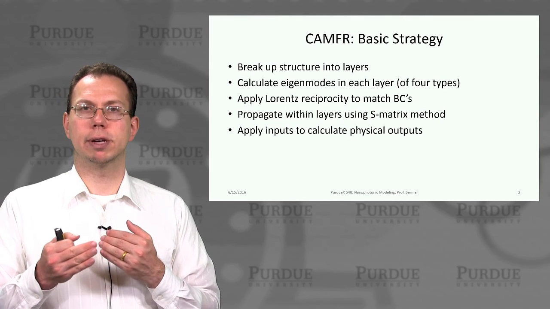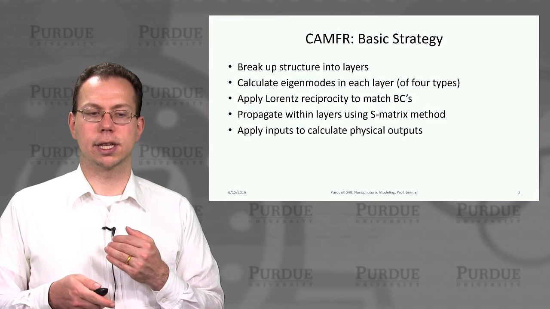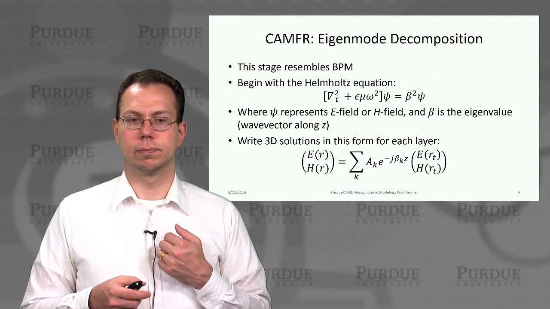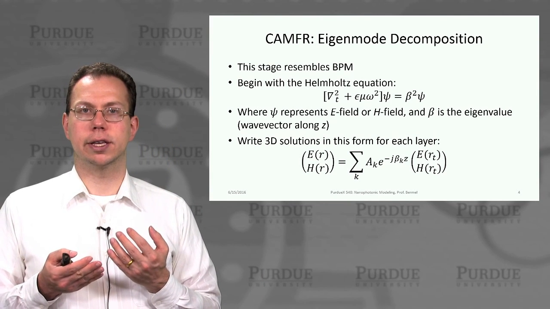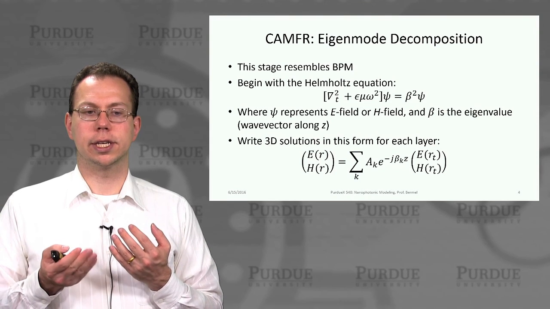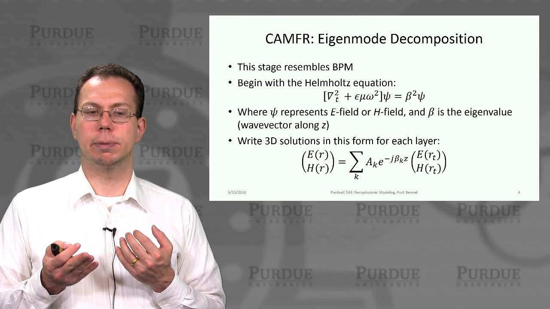And then we'll need to propagate layer by layer using the S-matrix method, just like before, and then apply the inputs to calculate the outputs. So basically, the second step of how do we calculate the eigenmodes is a critical difference from before. And so this is actually somewhat similar to what's called beam propagation method, or BPM.